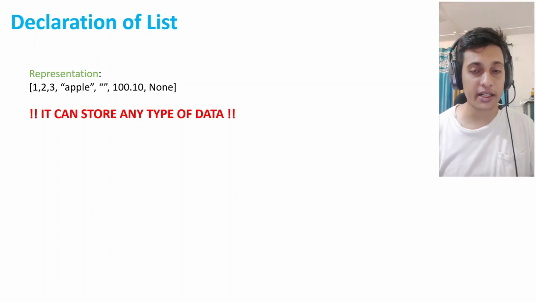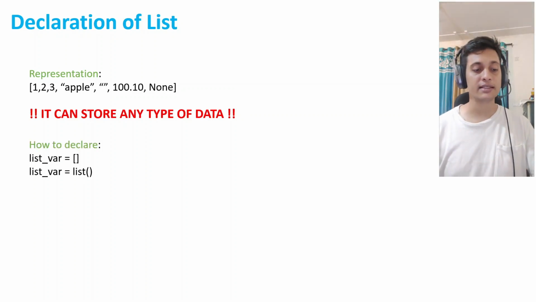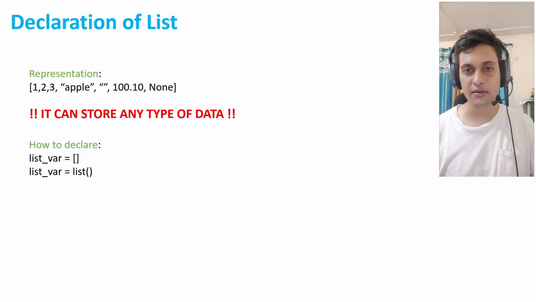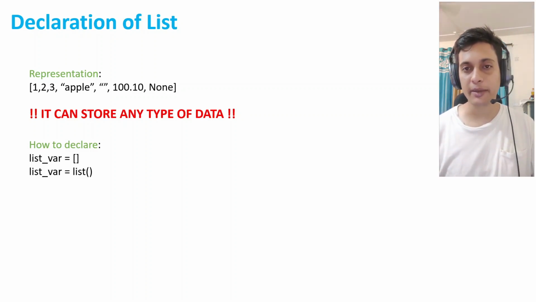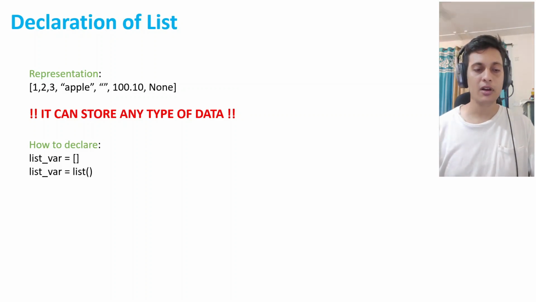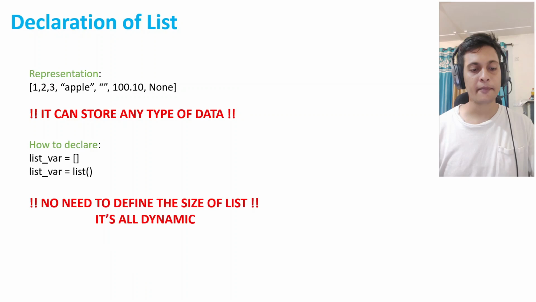And how to declare it in your Python program? Like this. You can provide either only square brackets, or you can provide the list function to your variable. Once you do this, that particular variable will become the type of list. So this is how we understood how to declare the list.